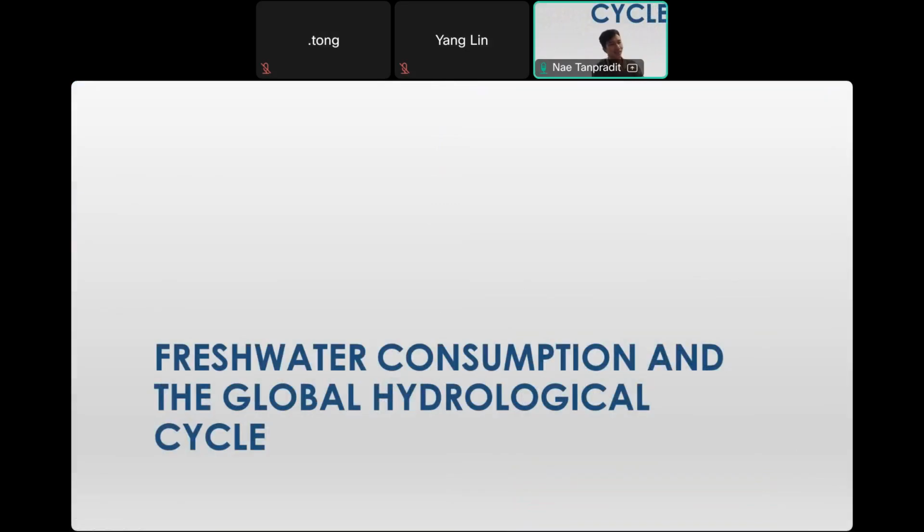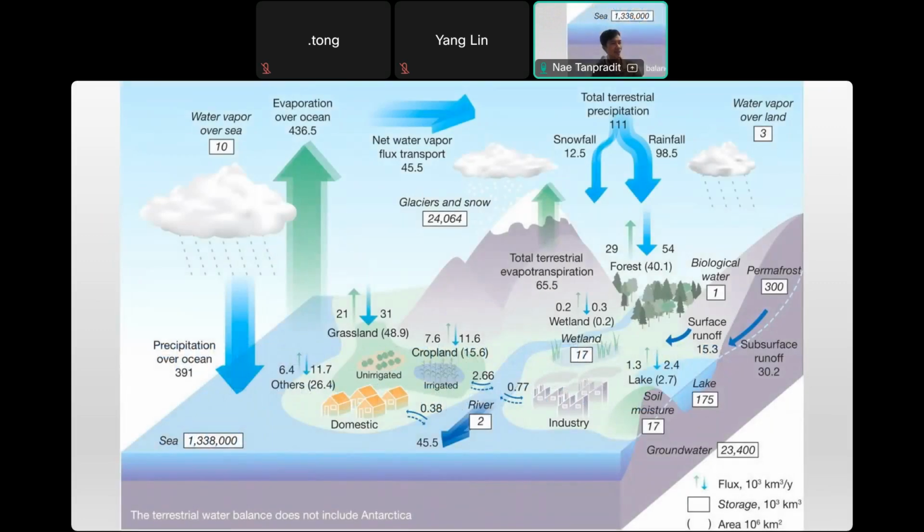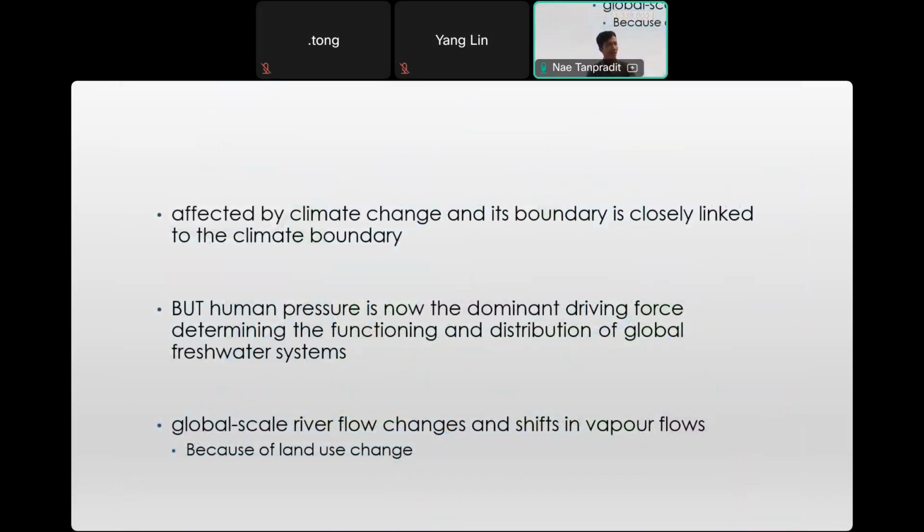Okay, the next, from the sea we go to the fresh water. On the land, freshwater consumption, the global hydrological cycle. You know that we can remember the water cycle of the world, right? The evaporation and then rain, and rain into the land, and the water on the land goes to the sea again and all the water evaporates again. This is the water cycle.